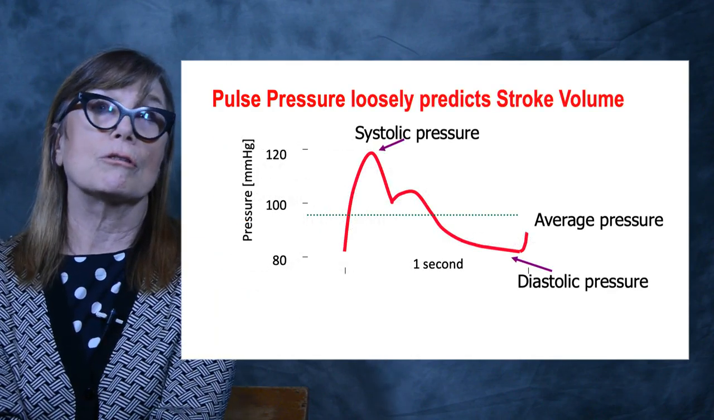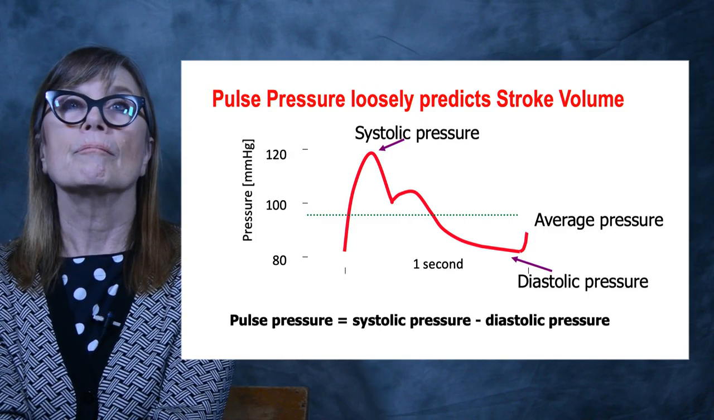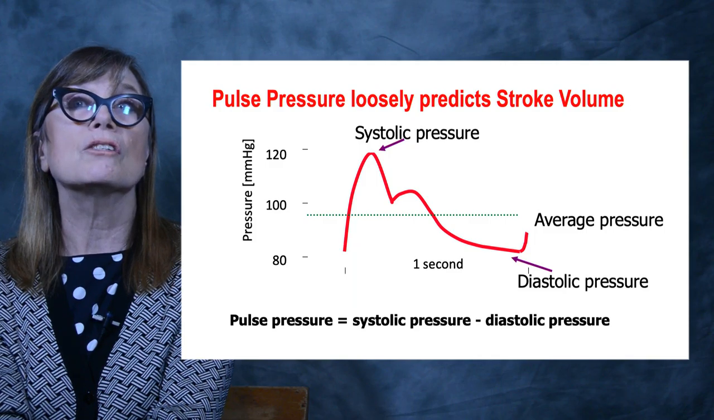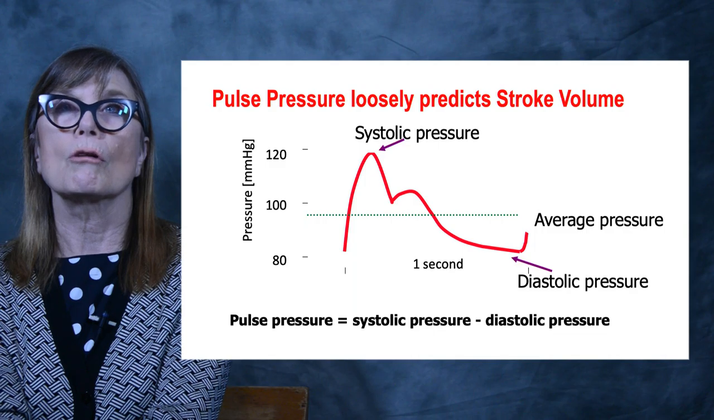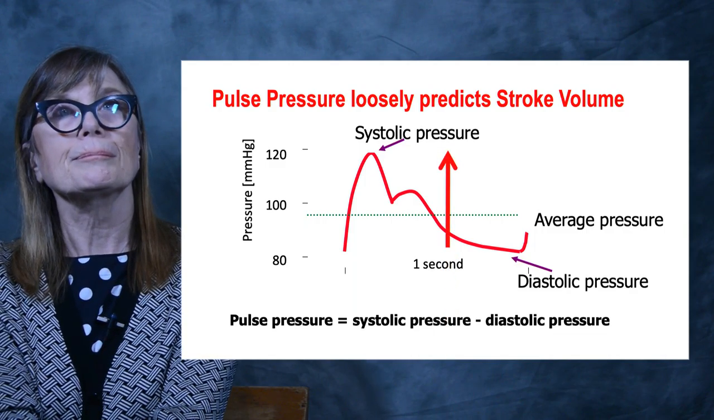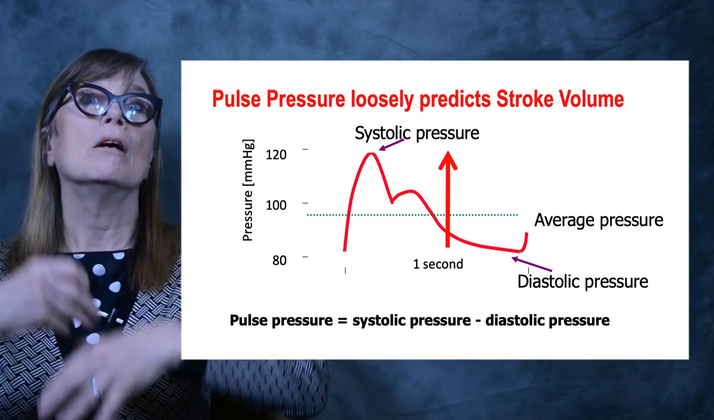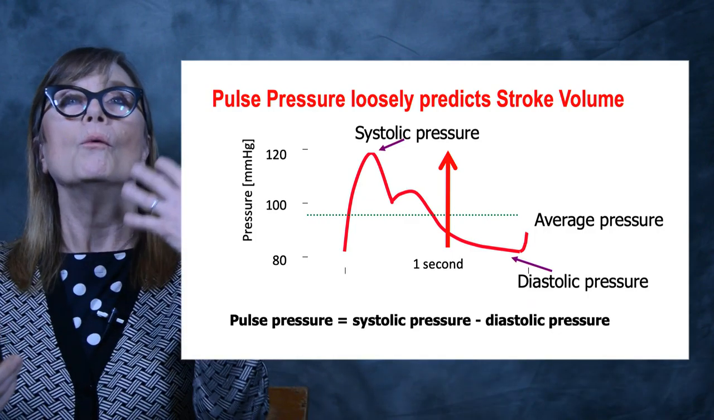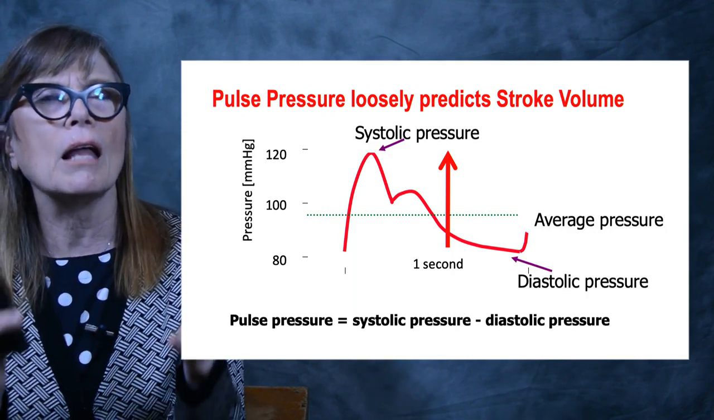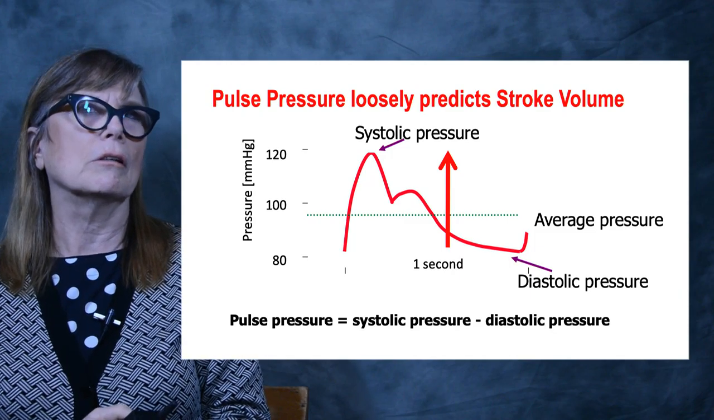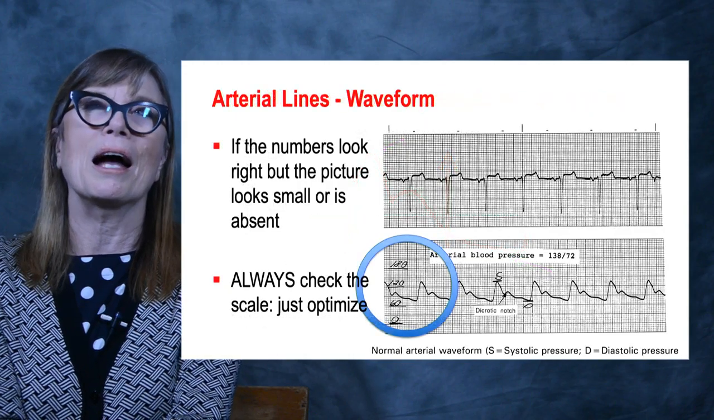So just remind yourself, pulse pressure loosely predicts stroke volume. Systolic pressure minus diastolic pressure loosely predicts and reflects your stroke volume. So we can use just our basic A-line, even if we don't have an attachment that interprets the pulsatile wave. We can use our arterial catheter and arterial line to tell us about the state of the left ventricle. Hallelujah, we've been looking for that for such a long time.